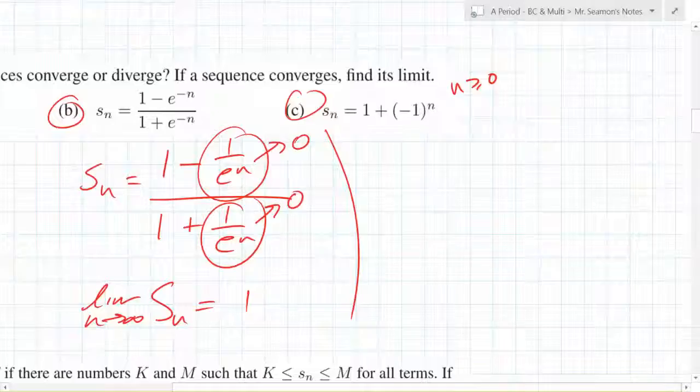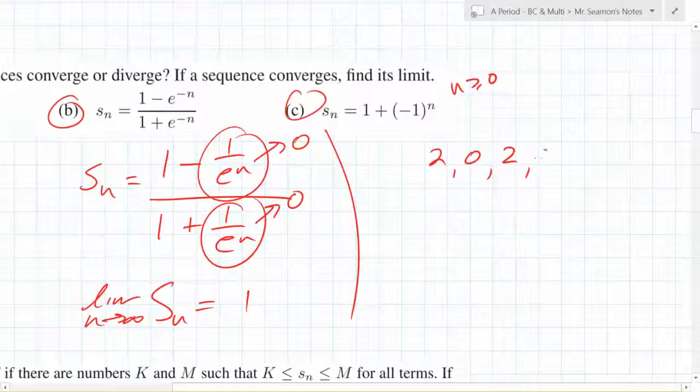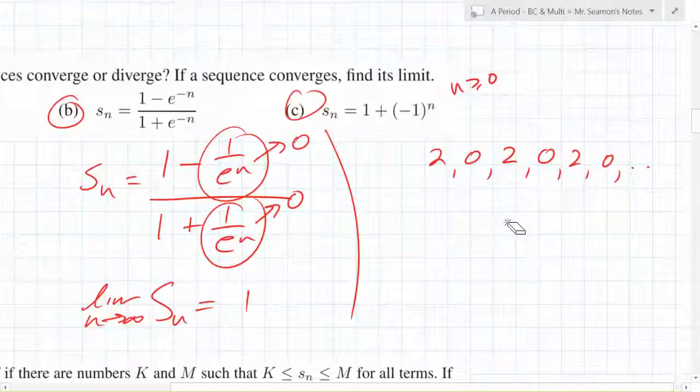So what happens to that? When n is 0, what does this equal? What's the first term? 2. And then what's the second term? 0. And then what is it? 2. And then what is it? 0. So what's going on here? Is it divergent or convergent?